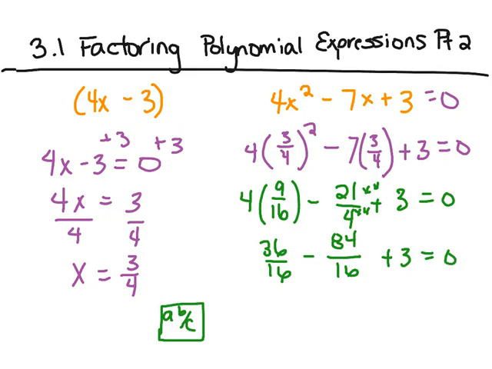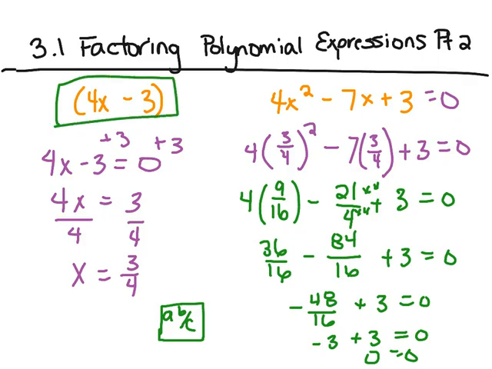36 minus 84 is negative 48 over 16, plus 3 equals 0. And 48 divided by 16 is negative 3 plus 3 equals 0, so 0 equals 0. You don't have to do this showing your work with your fractions. If you're uncomfortable with them, that's fine. But you need to know how to at least type it into your calculator then. So because this equals 0, we know that this is a factor of 4x squared minus 7x plus 3.